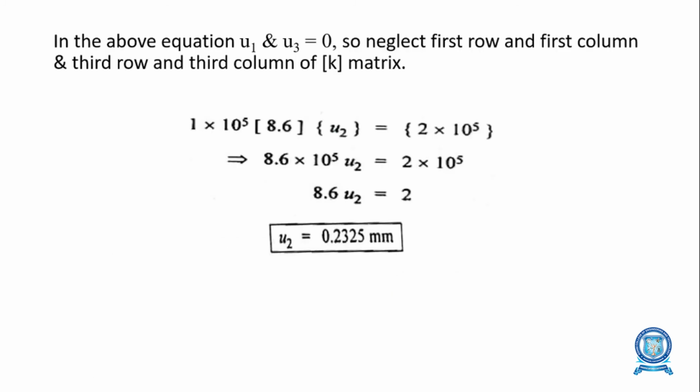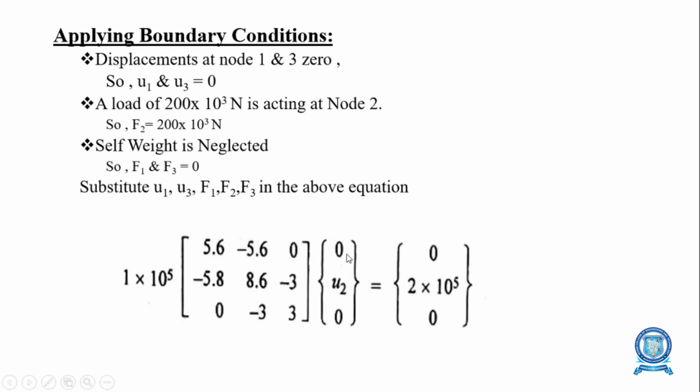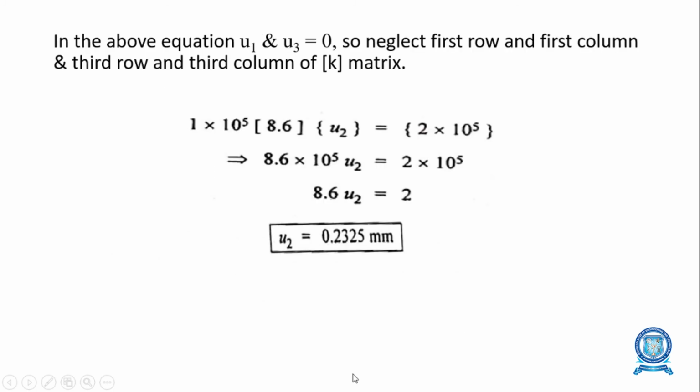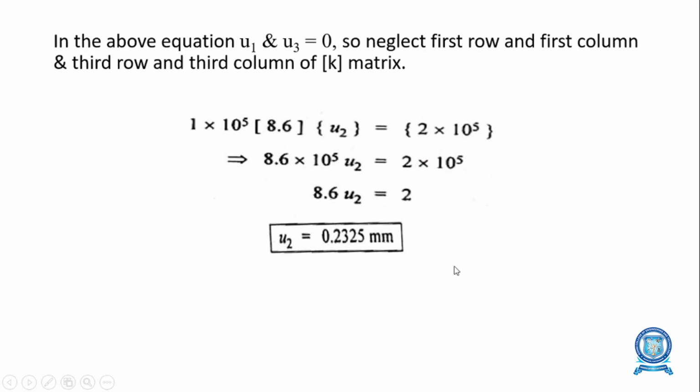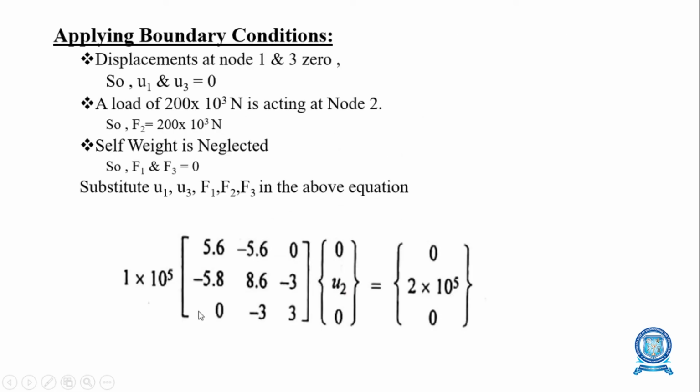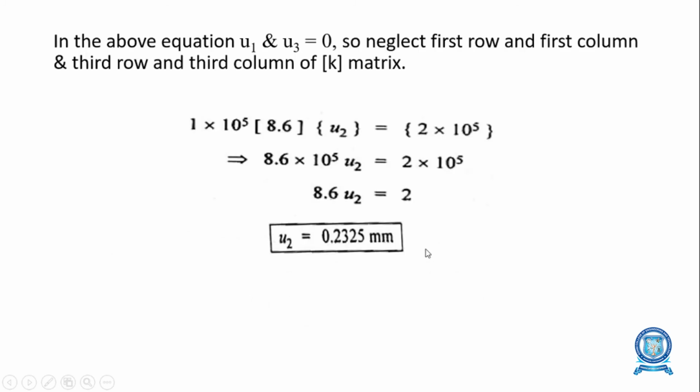Okay, now in the above general finite element equation, we are considering u1 and u3 as 0. For that purpose, we neglect the first row, first column, and third row, third column. So the remaining number is 8.6. U2 is equal to 2 into 10 to the power 5.